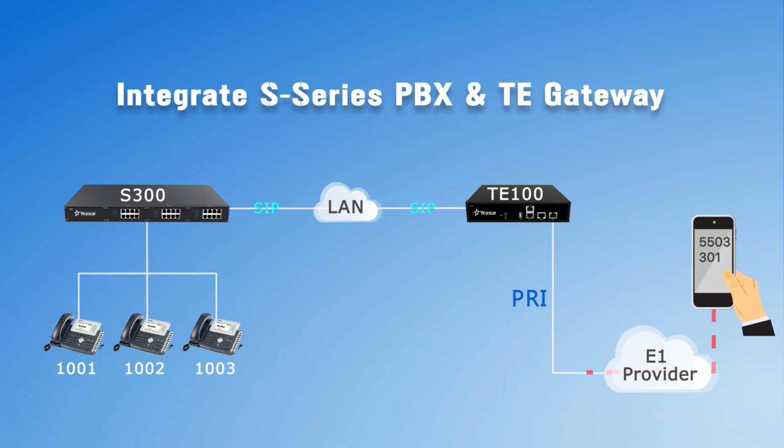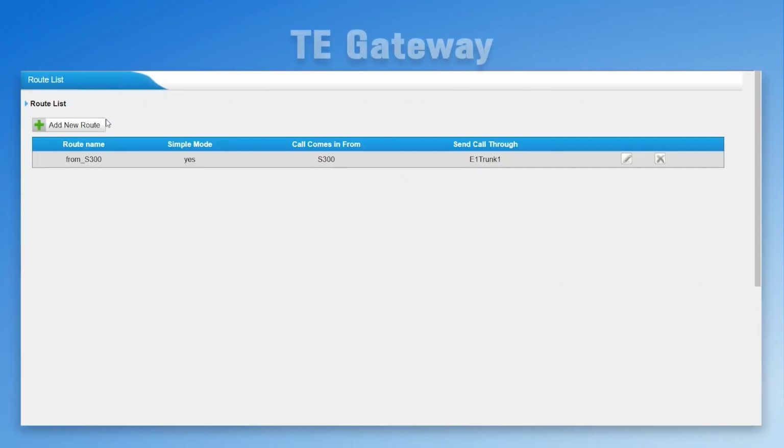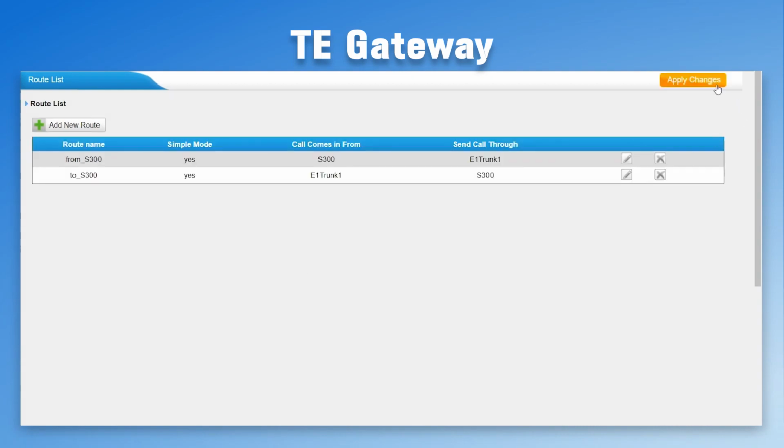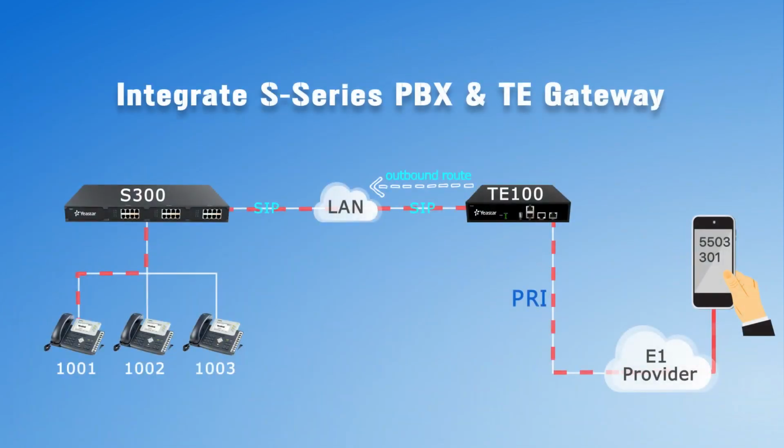Conversely, if we want to have incoming calls to the E1 line reach specific extensions of the PBX, just route calls from the gateway to the PBX. Add a route on TE100. Calls from the E1 line will be sent through the VoIP trunk to the PBX. By the configuration, all incoming calls from the E1 trunk will be routed to the PBX.